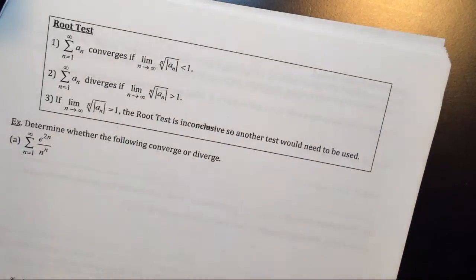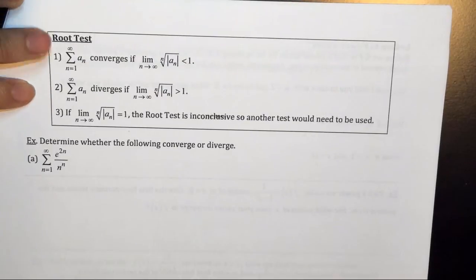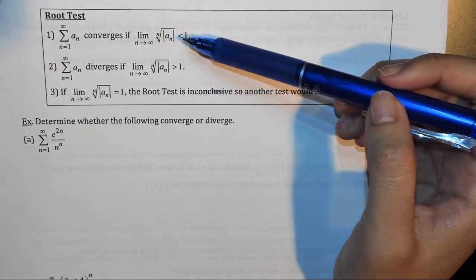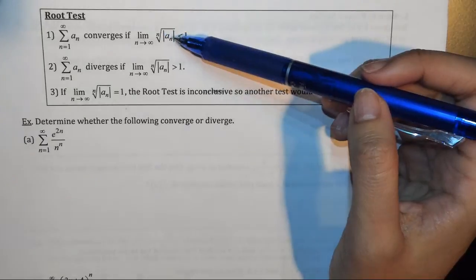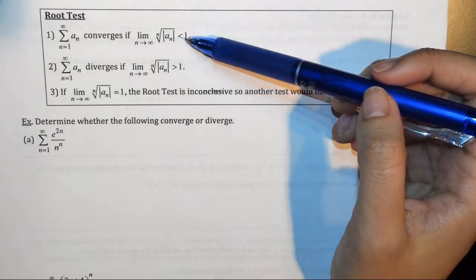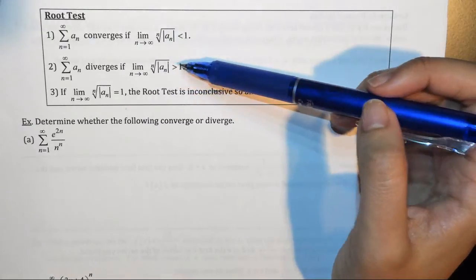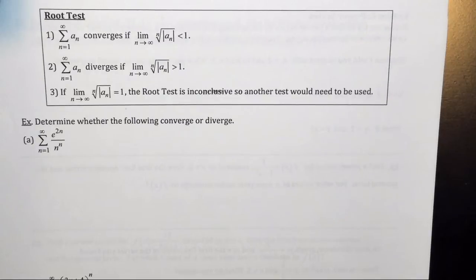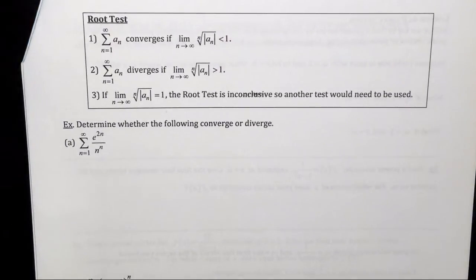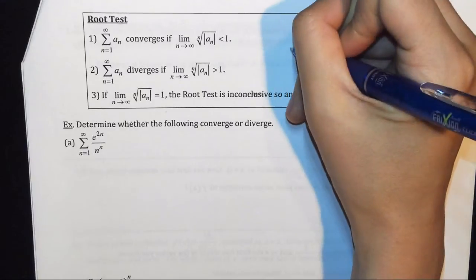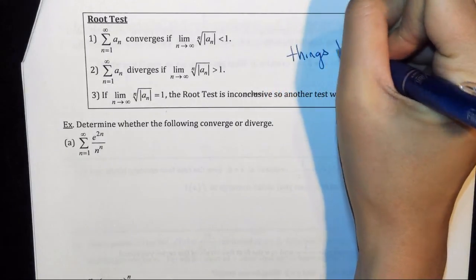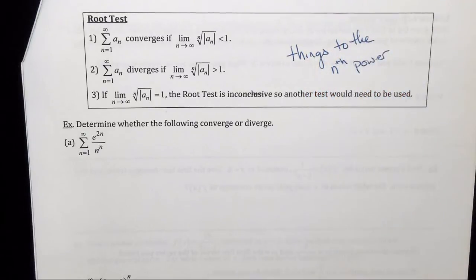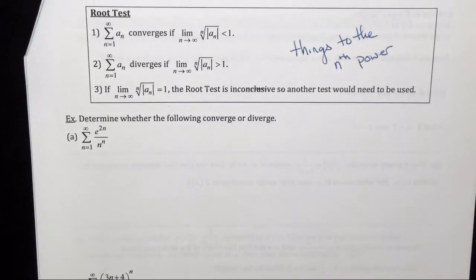All right, last test of them all, the root test. The root test says that it will converge if the limit of the nth root of the sequence is less than 1, and it'll diverge if the limit of the nth root of the sequence is greater than 1. If it equals 1, it's inconclusive. You have to do another test. All right, this root test is good if you have things to the nth power. So if you have things to the nth power, you can do the root test on it.